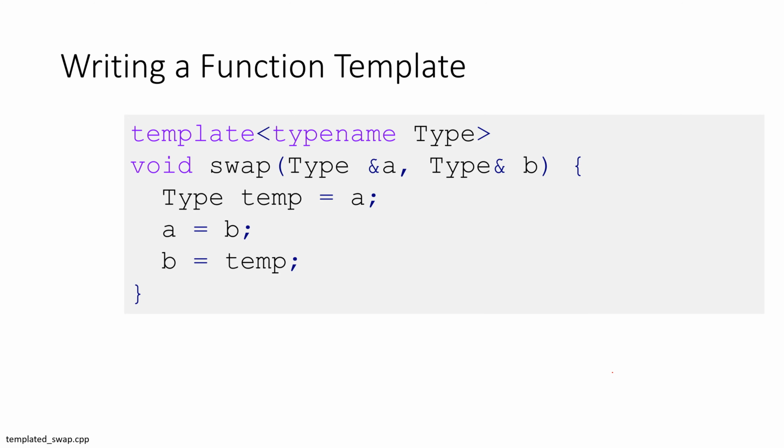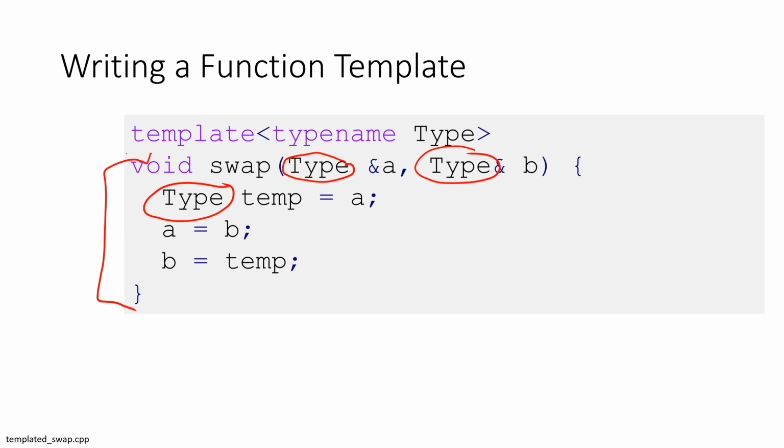So I write mostly the same code I always would have. So here's my swap function. And if you look at the swap function, it looks an awful lot like it did before, the integer version or the double version, except I don't say that I'm passing in an integer A and an integer B, and I don't have a temporary variable of type integer. All of those things are now of type Type.